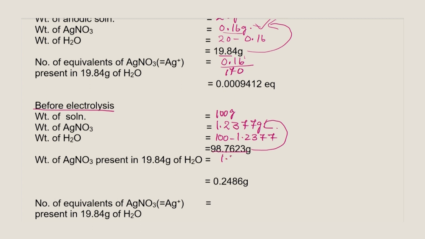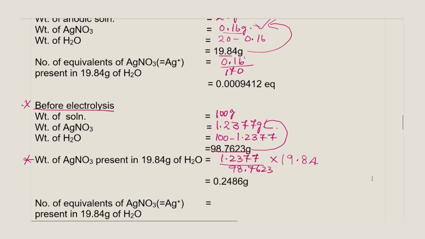So, 1.2377 gram of silver nitrate is present in 98.7623 into, we have to convert it into 19.84, otherwise we cannot subtract this, and the answer is 0.2486 gram. So, this is the important point, we always have to convert the mass of silver ions present in mass of water which we have obtained after electrolysis. That conversion is very important, that is the step.